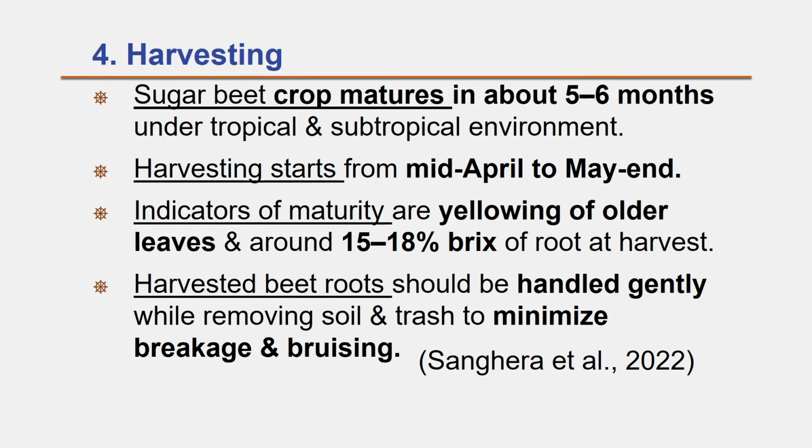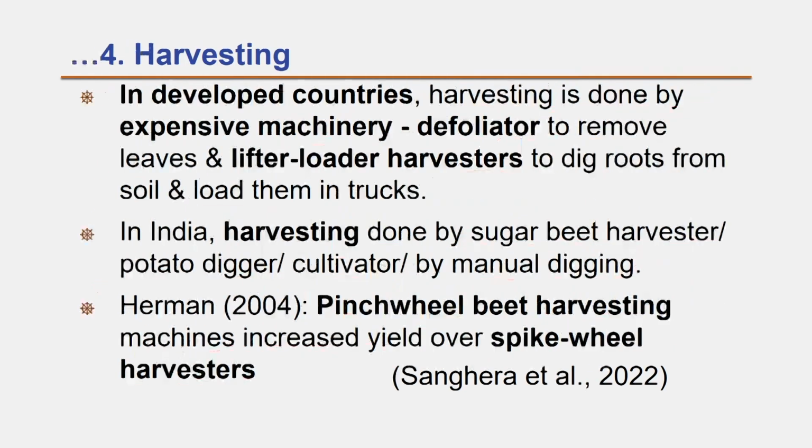Harvesting. Sugar beet crop matures in about 5 to 6 months under tropical and subtropical environment. Harvesting starts from mid-April to May end. Indicators of maturity are yellowing of older leaves and around 15 to 18% brix of root at harvest. Harvested beetroot should be handled gently while removing soil and trash to minimize breakage and bruising.